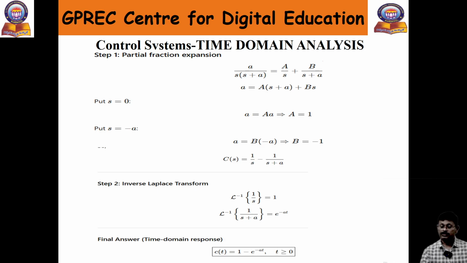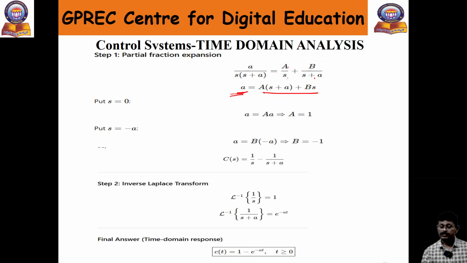So I'm taking s into (s+a) and cancelling out. For A, the term has s, and the (s+a) term is not there, so multiply with the term with a. Then for B, the (s+a) term is there, so multiply with B into s. Now compare the RHS and LHS. Here there is a constant value, but there is no s term. So this is LHS, this is RHS, right?